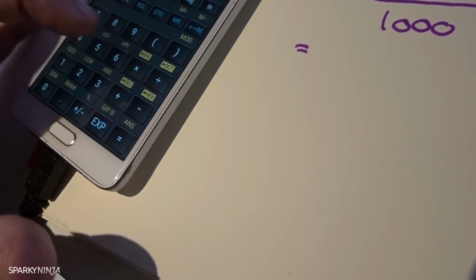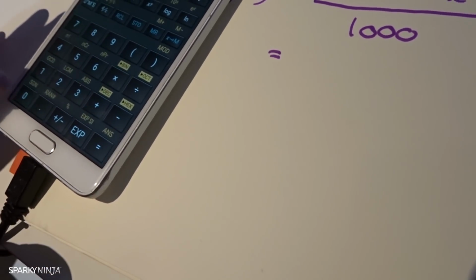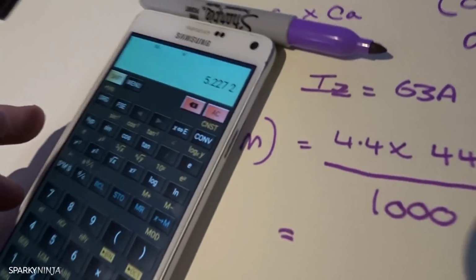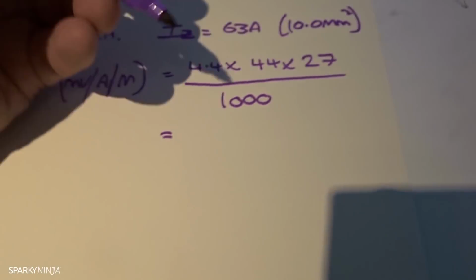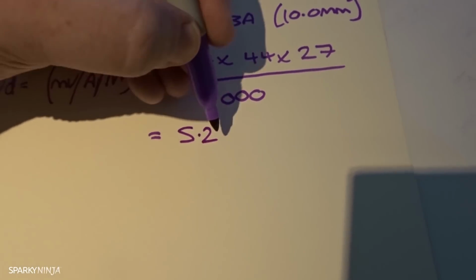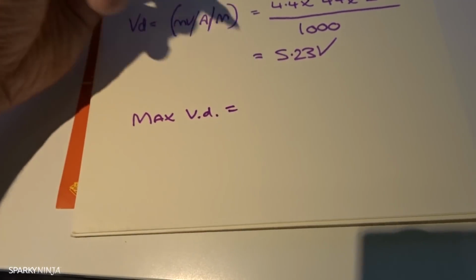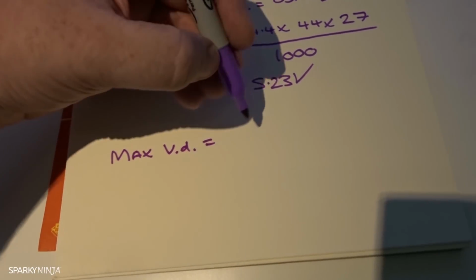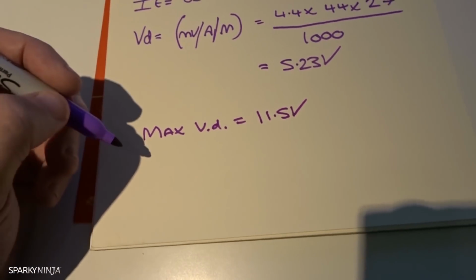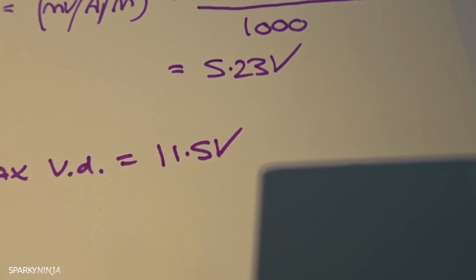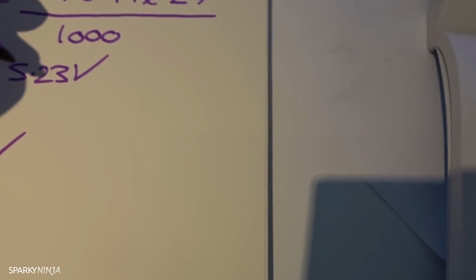Times 27 over 1,000 equals 5.227. So let's call it 5.23 volts. Okay, so the maximum requirement, is this a lighting or a power circuit? It's a power circuit because it's a heater. So the requirement for that, maximum volt drop for public supply other is 11.5 volts. Okay, so it's 5%, and that's absolutely fine. So 5.23 is okay because 11.5 volts is achieved.